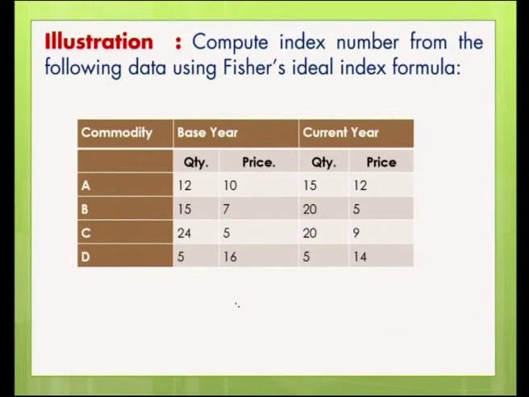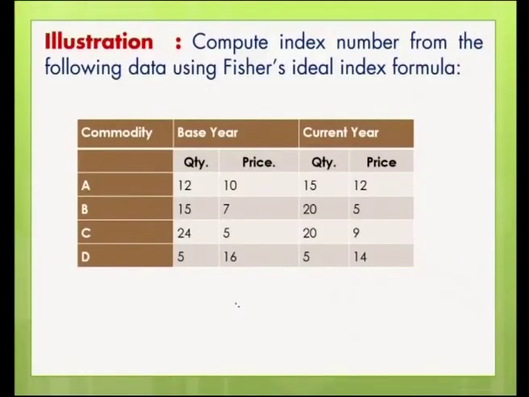Based on the discussion in this session, the following questions may be posed. Compute index number from the following data using Fisher's ideal index formula. So the commodities are given and base year and current year values are given. Take the base year quantity values as Q0 and price as P0 and current year values as Q1 P1. Then correspondingly find out the respective multiplications and the respective summations, and then apply in the Fisher's ideal index formula, and then find out the index number.